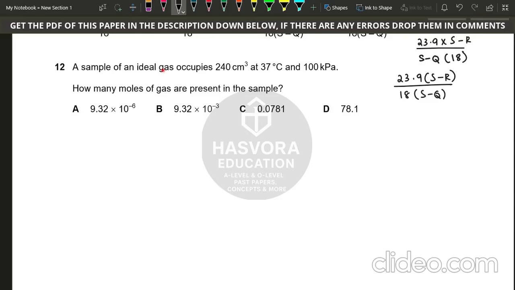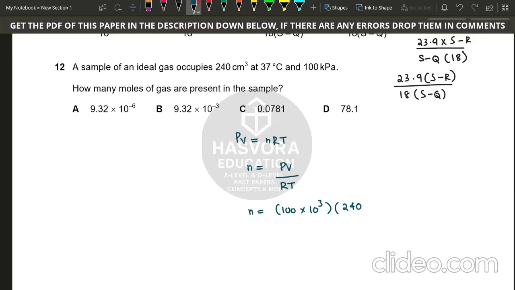Now question number 12 says a sample of ideal gas occupies 250 cm³ at 37 Celsius and 100 kilopascals. How many moles of gas are present in this sample? Now first of all, you actually have to apply the ideal gas equation, which is PV equals nRT, where n is the number of moles. Let's rearrange this. This will become n equals PV divided by RT. Now the pressure needs to be in pascals, so it will be 100 into 10 to the power 3, and the volume needs to be in dm³, so 240.